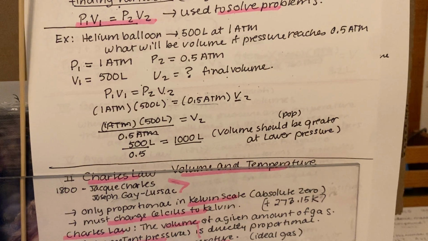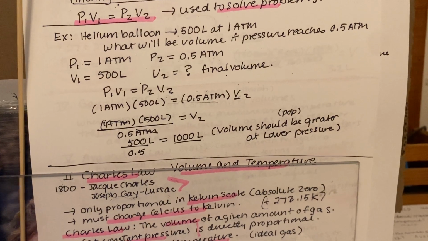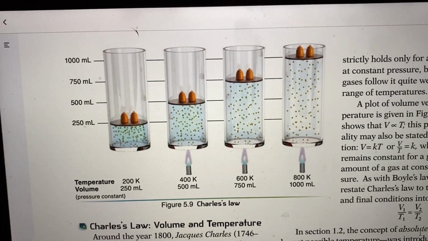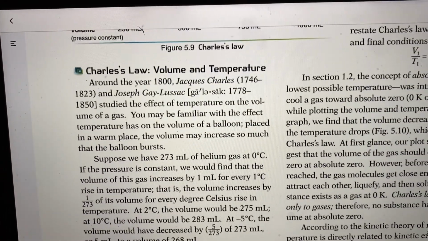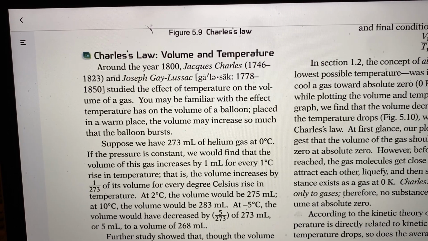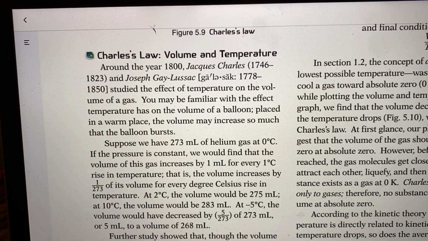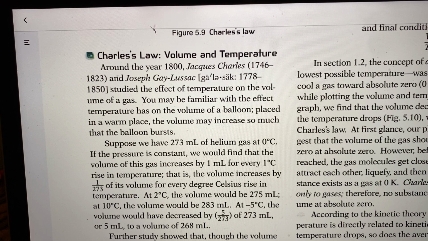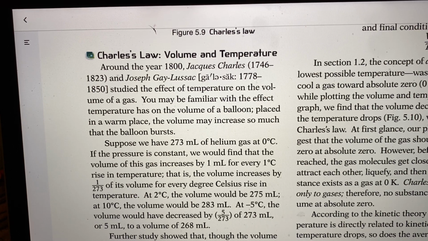So now let's go on to the next part, which talks about another law, and this is Charles' law. Well, what is Charles' law, and what did Charles do? Who is Charles? So let's look at this in your book. So here it talks about Charles' law. Charles' law talks about, as you see, volume and temperature. Now we don't have pressure anymore at all in this case. He's just looking at volume and temperature.